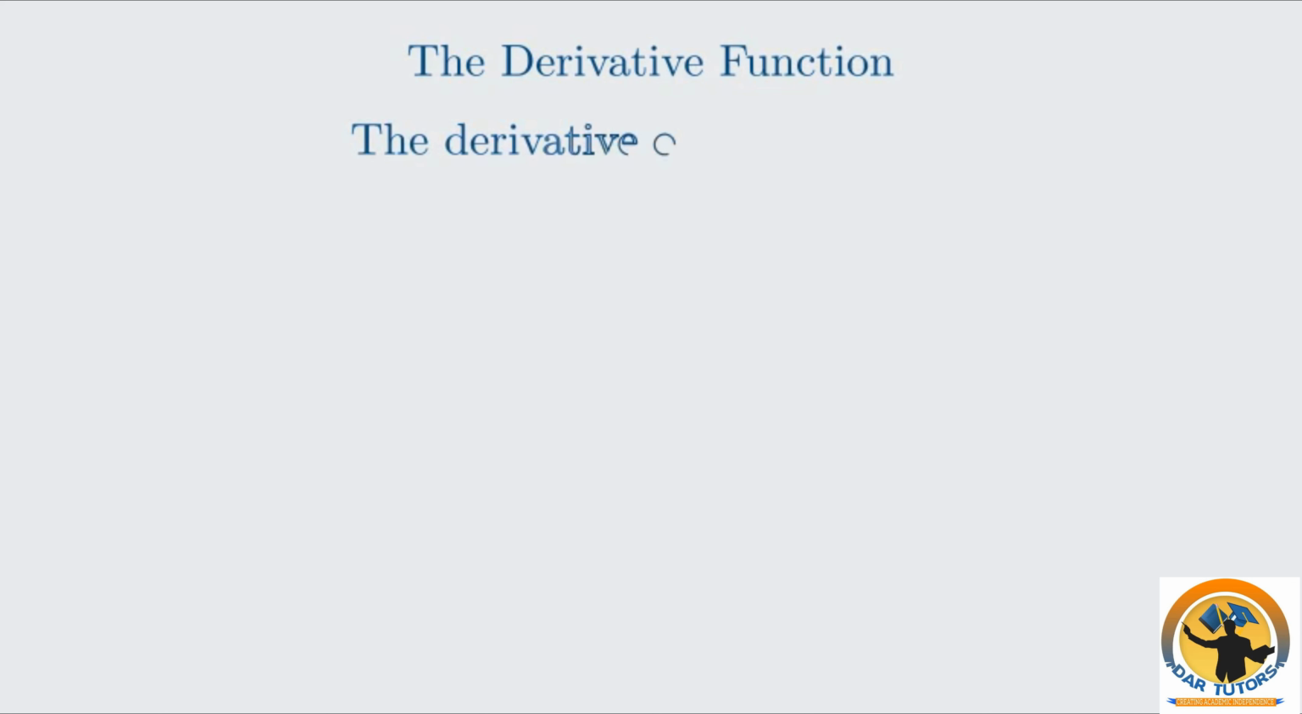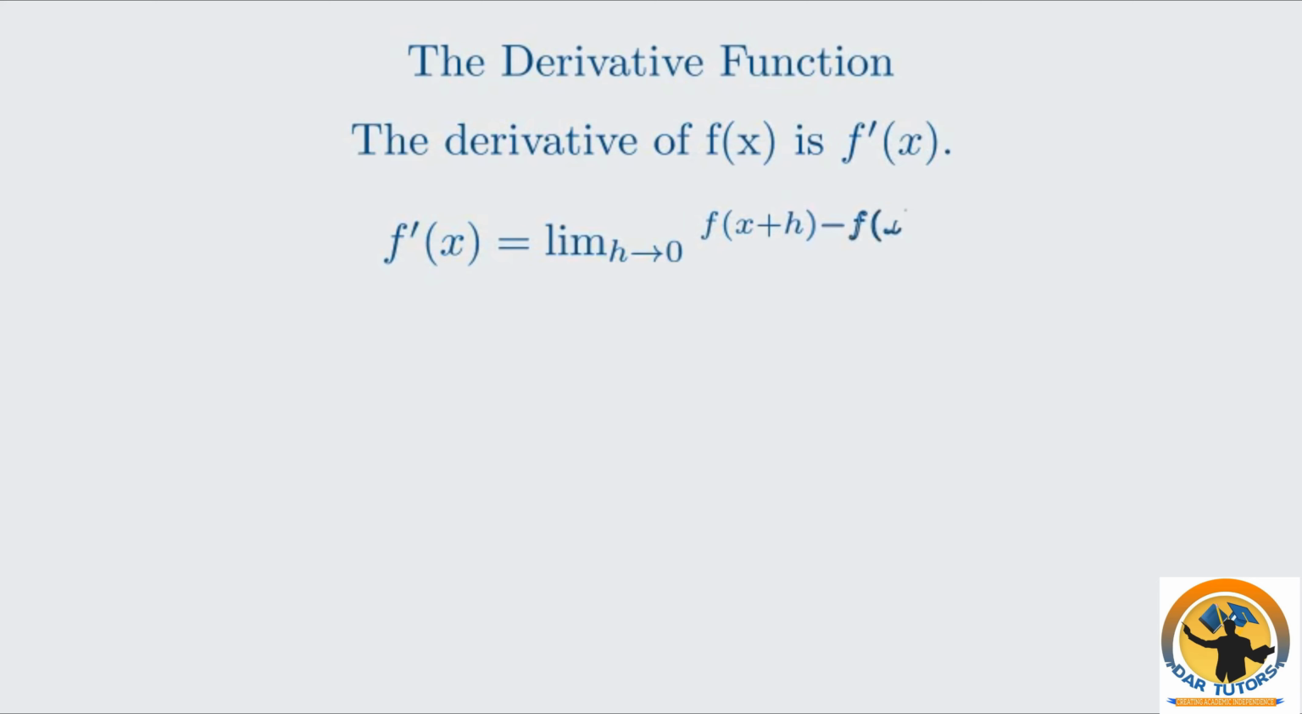This process of finding the gradient of the tangent can be generalized. For a nonlinear function, the gradient of the tangent changes as we move along the curve. We can define a new function called the gradient function or derivative function, which gives us the gradient of the tangent for any given value of x. This gradient function is called the derivative of f(x), and it is labeled f′(x). It is defined as the limit as h approaches 0 of f(x + h) − f(x), all divided by h. Let's find the derivative function for f(x) = x².